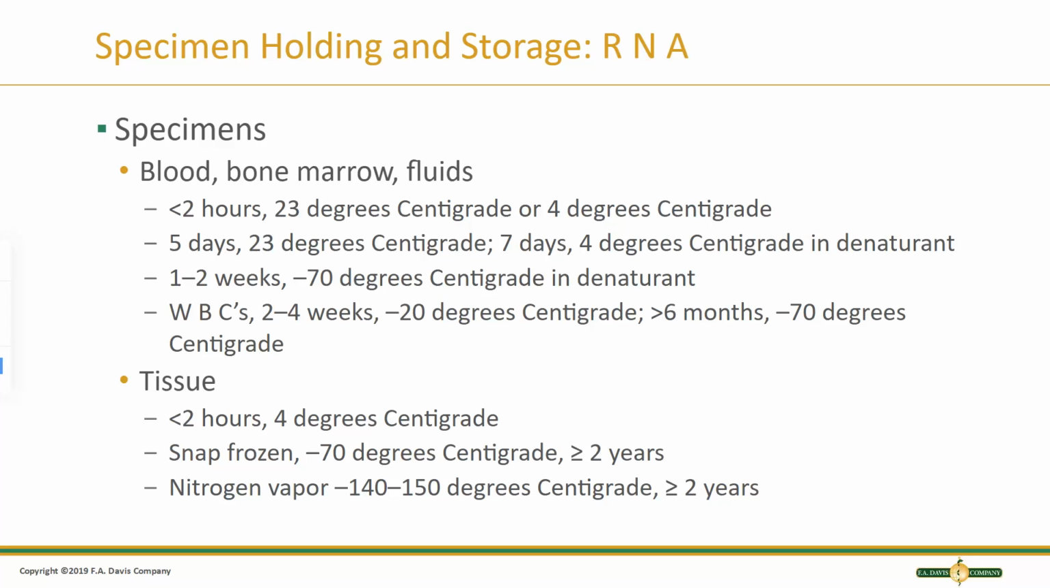Blood, bone marrow, or fluids, less than 2 hours, 23 degrees or 4 degrees. 5 days, 23 degrees. 7 days would be 4 degrees. 1 to 2 weeks, -70. And white blood cells would be 2 to 4 weeks, -20. Greater than 6 months would be -70. Tissues, less than 2 hours would be 4 degrees. Snap frozen is also a possibility. -70 degrees centigrade would be greater than or equal to 2 years. Nitrogen vapor, -140 to -150 degrees.